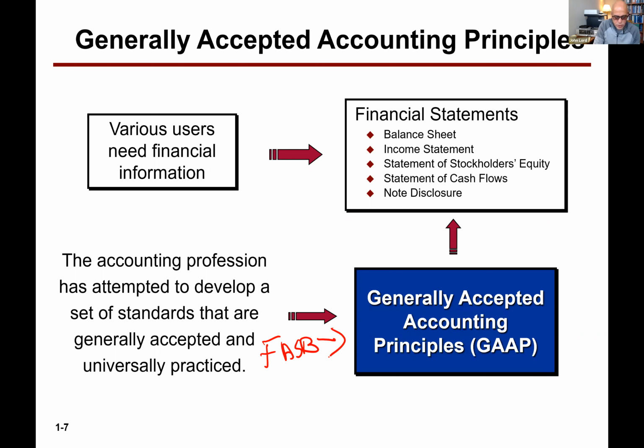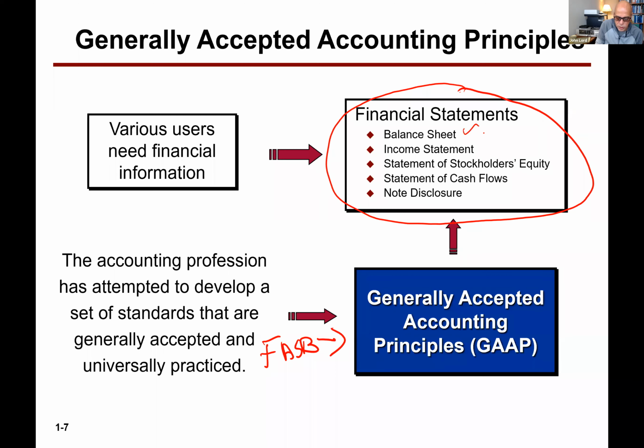Okay, so that's kind of what we talked about last time. The FASB is the entity that creates generally accepted accounting principles, and the financial statements are then prepared by the companies. And they follow those standards to prepare these financial statements.